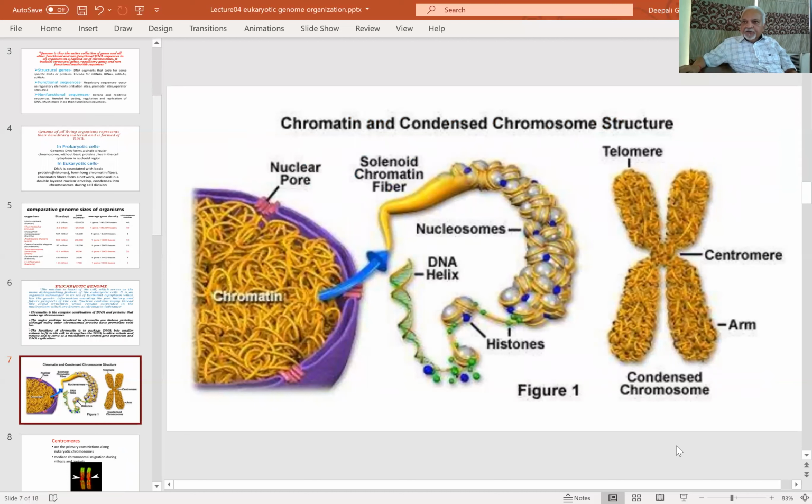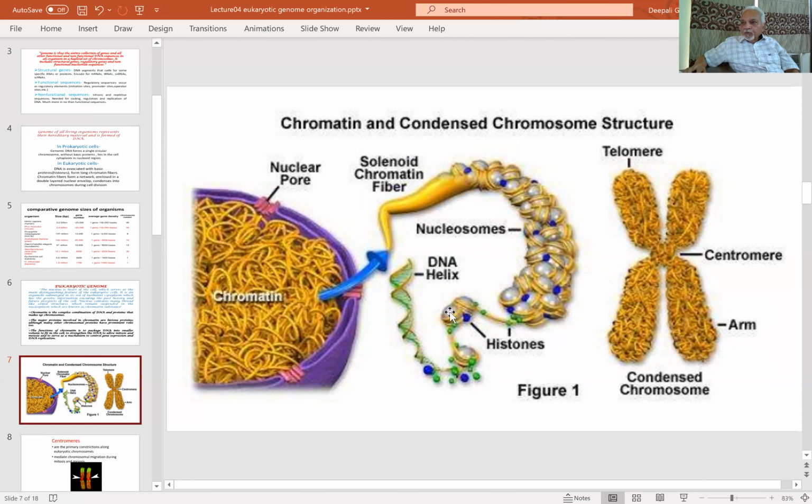Structurally, if you see, these are the chromatin material. This is the nuclear envelope, and these are nuclear pores. If you take it out here, it is the nucleosome. The chromatin in the nucleus is in the form of nucleosomes. And what is a nucleosome? It is a sort of bead structure, with a protein core. The core is made up of protein, and the DNA coils around it. This is what you are seeing here.